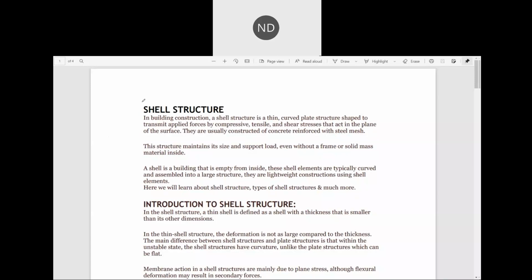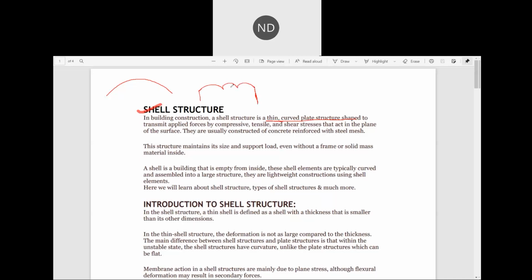So basically, as I told you, the shell structures are curved structures. These are thin curved plate structures which are shaped in different shapes. It can be a dome kind of structure, which you have seen maybe above stadiums, indoor stadiums mainly. Or it may be some main gateways. Suppose there is a large main gate of any entrance. In that case, you have these kinds of things.